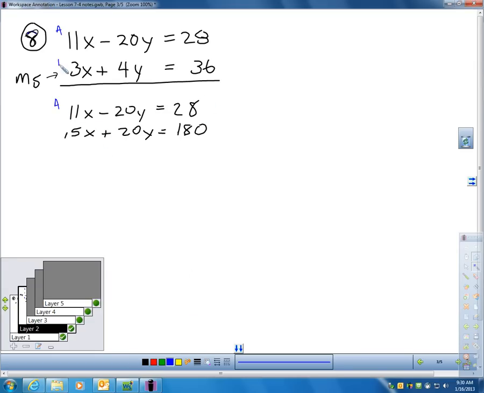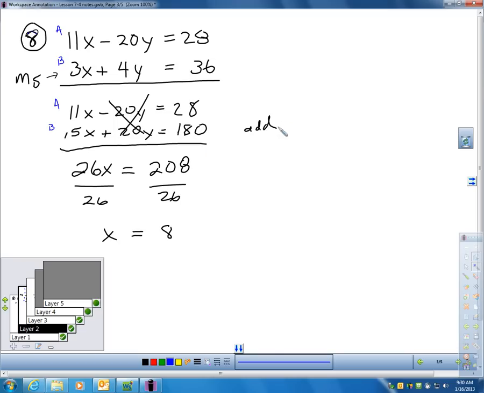Equation B, when I multiply everything by 5, I get 15x plus 20y equals 180. Now I can add to eliminate, so I'm going to write add. 11x plus 15x is 26x. These y's eliminate. 28 plus 180 is 208. I divide by 26, and I just figured out x is 8.